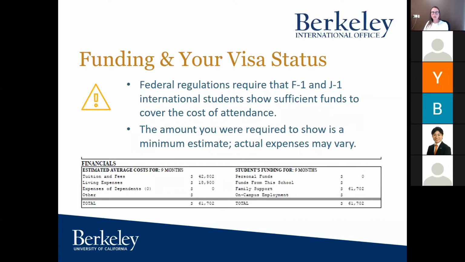All right, and then one note is funding and your visa status. As you all know, when you filled out the NIF, you had to provide us with funding documents. That's because federal regulations actually require that F1 and J1 international students show sufficient funds to cover the cost of attendance. And the amount you were required to show us is a minimum estimate. Your actual expenses may vary. So although we said in the NIF, this is what we think you need for a year, it could end up being more or less than you actually need.